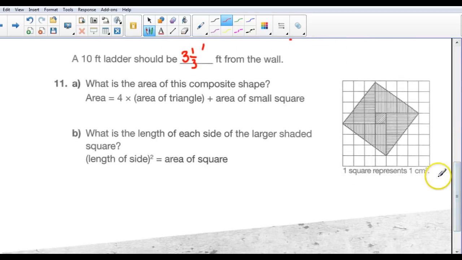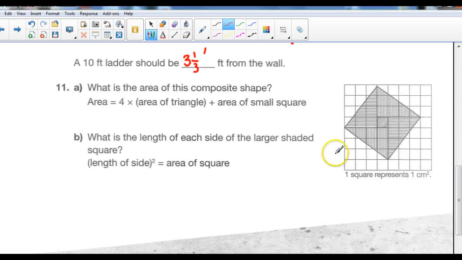11. What is the area of the composite shape? Okay, area is equal to 4 times the area of a triangle plus the area of a small square. So you can see in the picture over here, we've got 4 triangles. There's a triangle there, and there's another triangle there, and here's a triangle here, and here's a triangle here. They've broken up the square into 4 triangles that are equal, and then there's this square in the center. So what is the area of the composite shape?